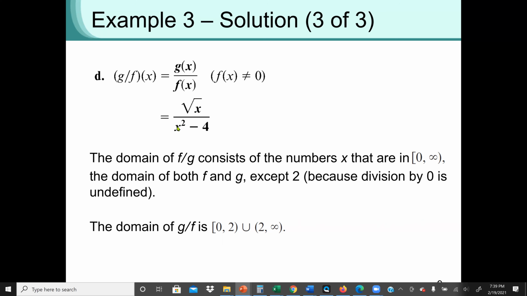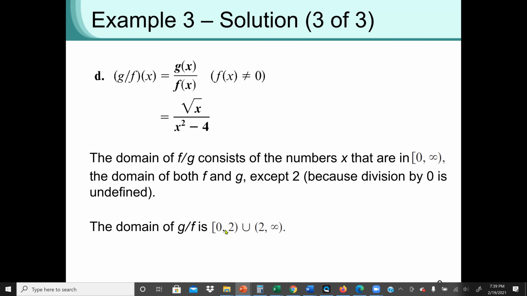So if x is 2, what will happen? We are going to get 2 squared, which will be 4. 4 minus 4 is equal to 0. So here we have to make sure that x is not equal to 2. The domain will be x is not equal to 2. So that's why we have the domain again.